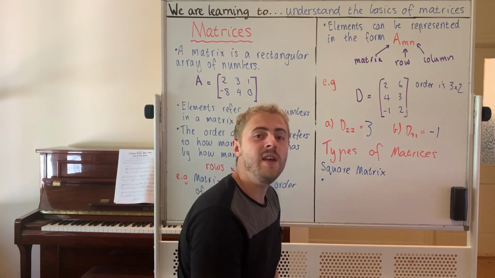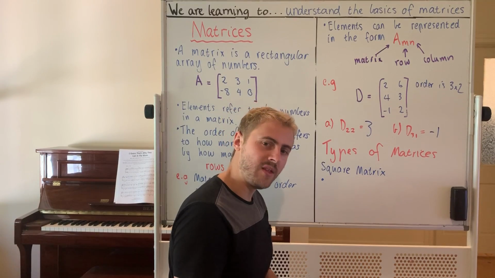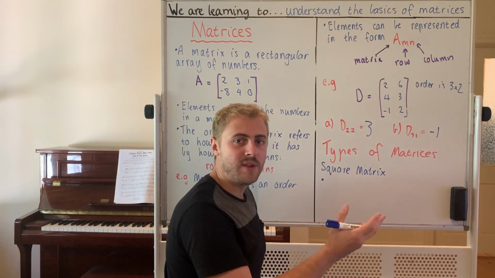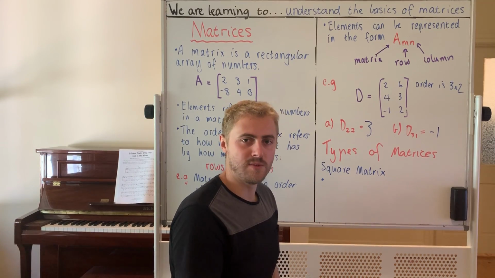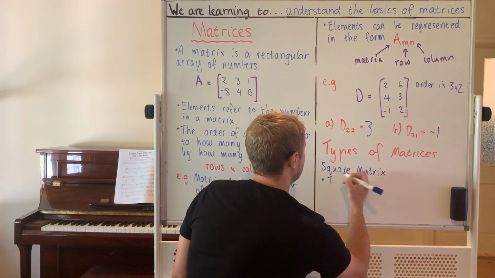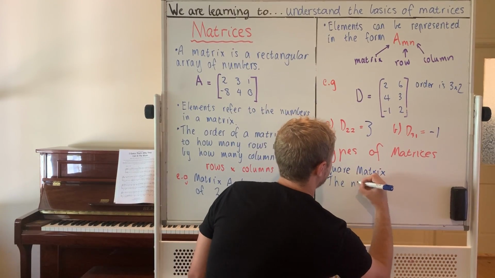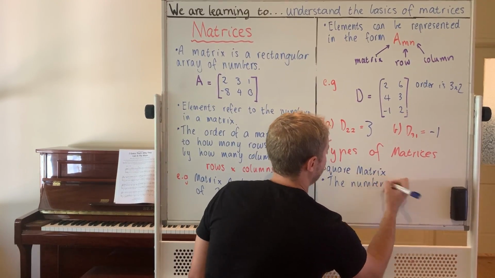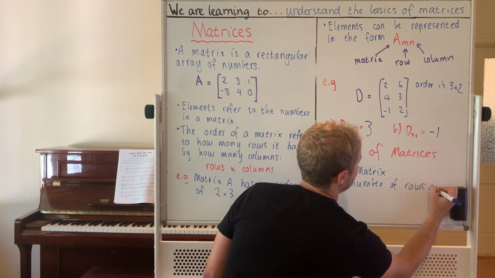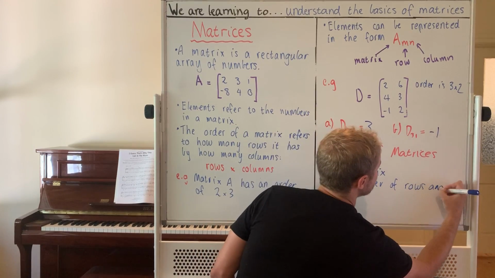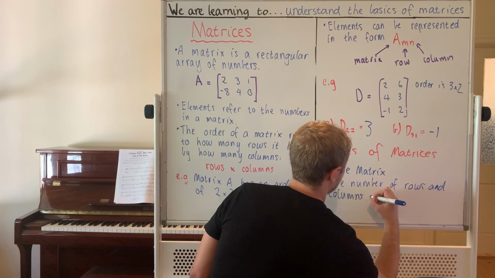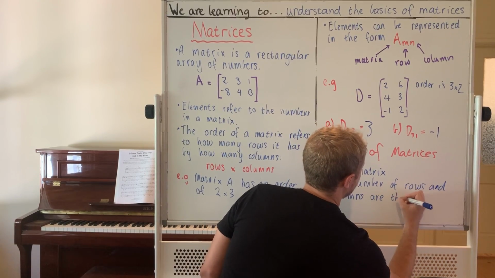Pretty straightforward. It's literally in the shape of a square, meaning that the rows and the columns are the same number. We haven't done any examples here yet, but an example would be a 2 by 2 matrix, a 3 by 3, a 4 by 4. It's where the number of rows and columns are the same.